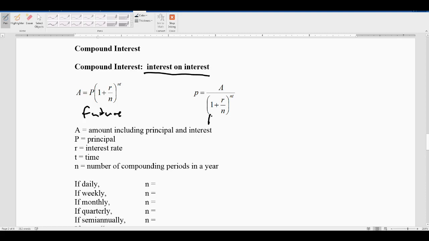Future, present. We'll do some examples here in just a second. But before we do that, notice that A is the amount including principal and interest. That's the total amount of money. P is the principal, that's what you invest. R is interest rate as a decimal. T is the time.